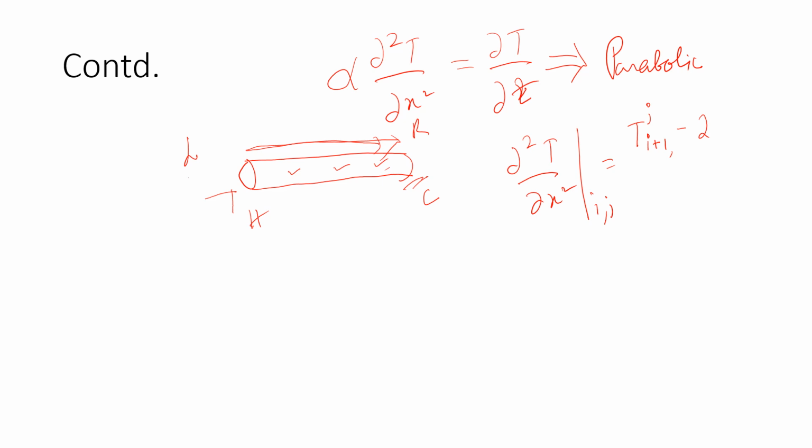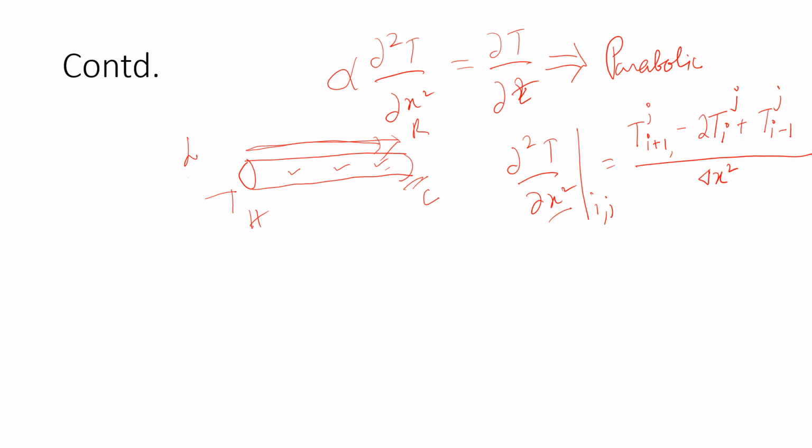So (T_j,i+1 − 2T_i,j + T_j,i−1) divided by del x square. This is actually the central difference of this second order partial differential equation, del square T by del x square. This is actually nothing but the second order partial differentiation of the temperature T with respect to x.